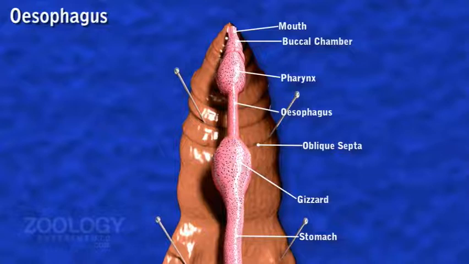Esophagus or gullet is situated behind the pharynx. It is a short, narrow, thin-walled tube. It extends up to the seventh segment.